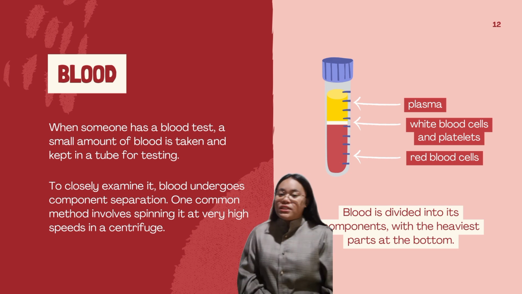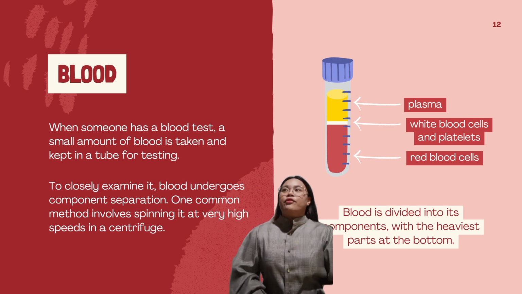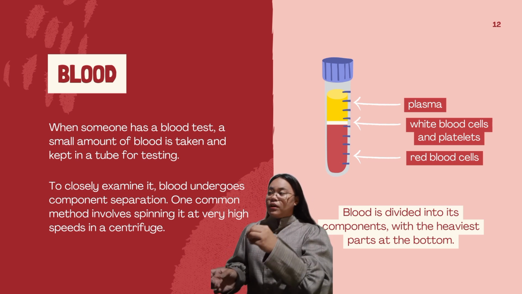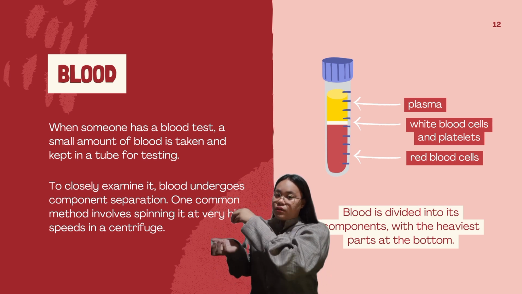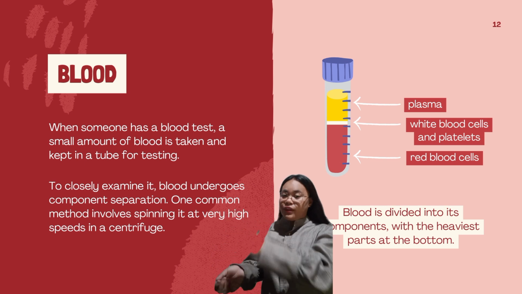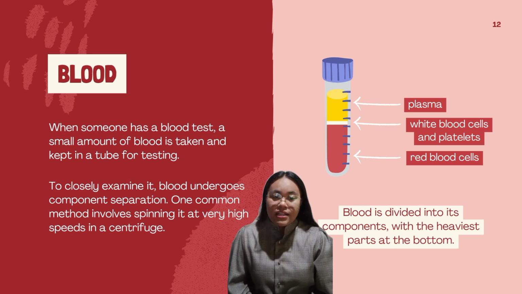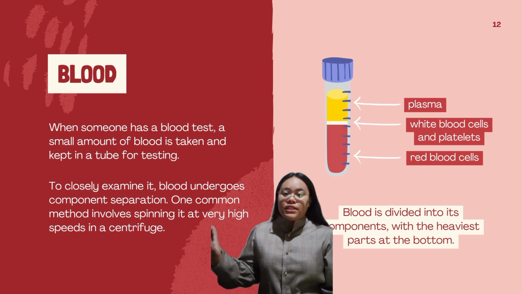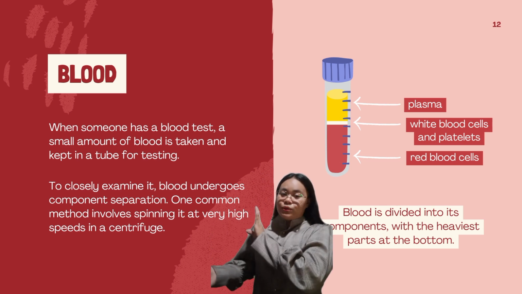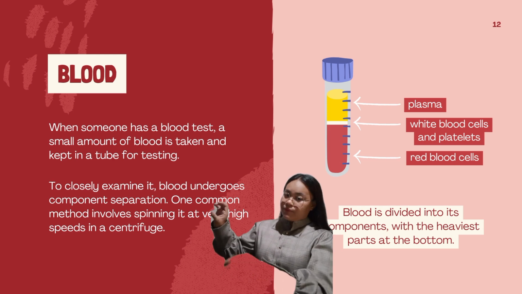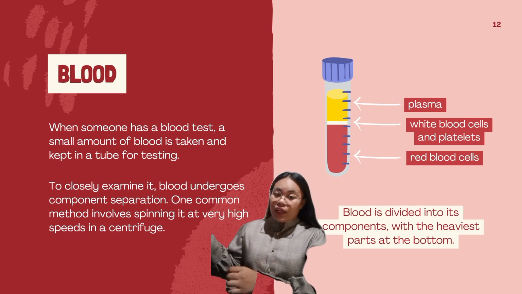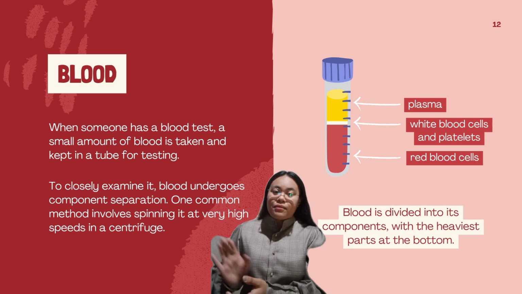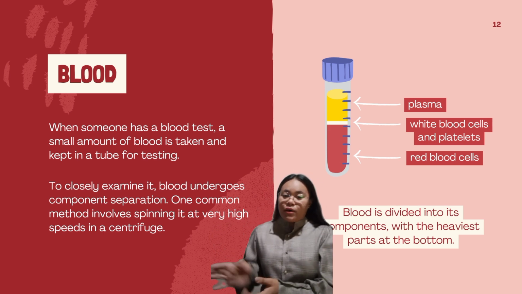In the hospital, after the nurse takes our blood, the tube is put into a machine. Then the blood is divided into 4 components, with the heaviest part at the bottom. As you can see in the tube, the blood is grouped into 4 components.